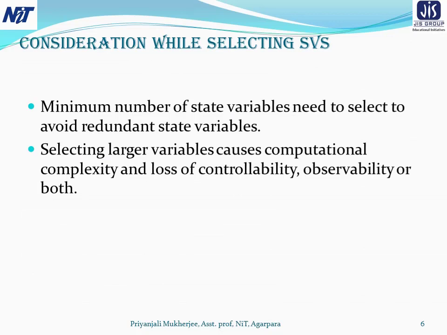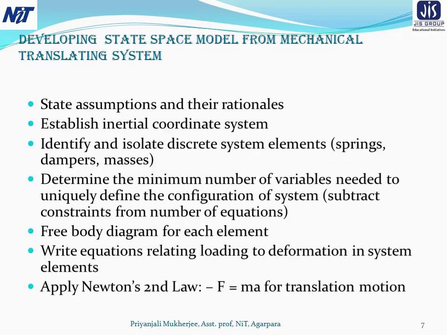Next is the consideration while selecting state variables. During the selection of state variables, we have to keep in mind that we choose the minimum number of state variables to avoid redundant state variables. If we select a larger number of state variables, it can cause computational complexity, and due to that the controllability, observability or both can be decreased. So always we will choose the minimum number of state variables.